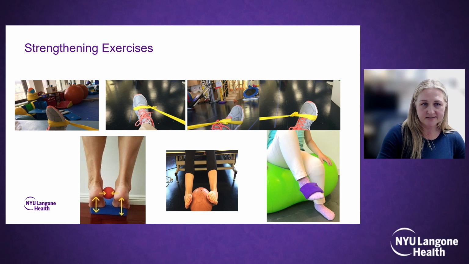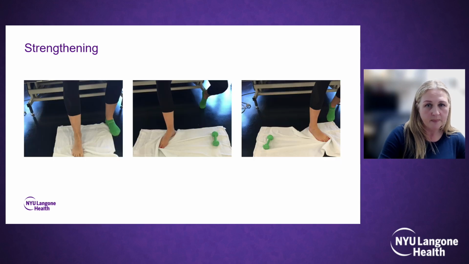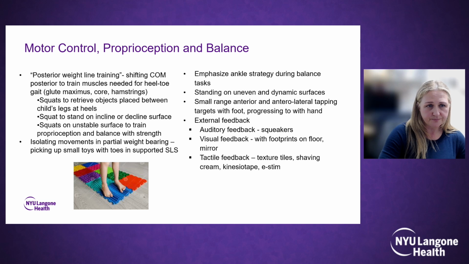Here are some strengthening exercises: your 4-way bands, using a weighted ball, heel raises. Little kids, we use these bean bags to try to get them to dorsiflex and put them in a cup or something like that. This is some closed chain ankle inverter, everter strengthening. And the first one is just your intrinsic strengthening, your towel scrunches.